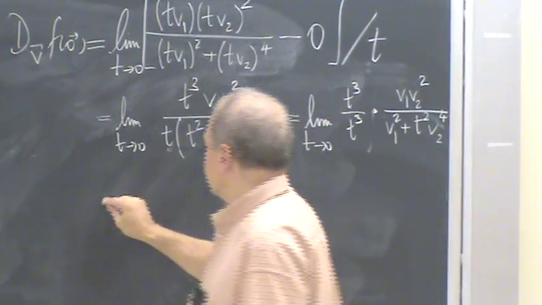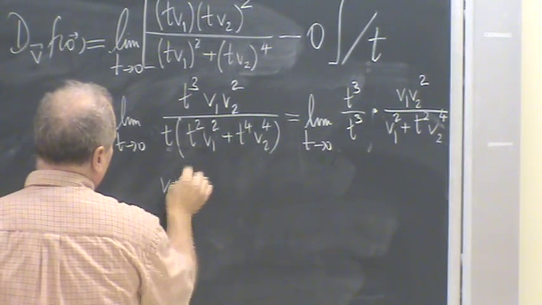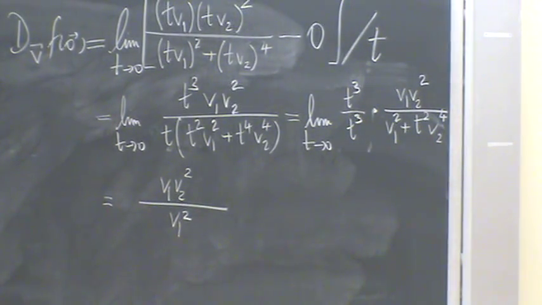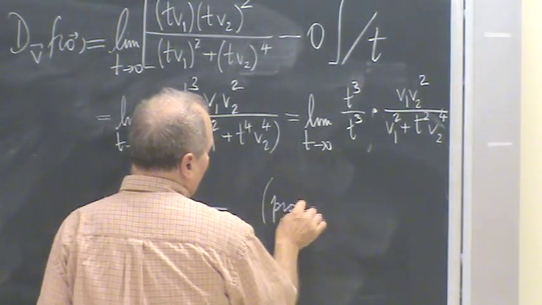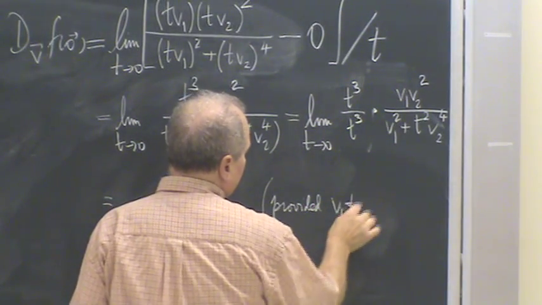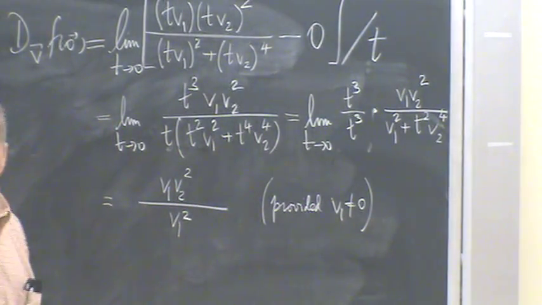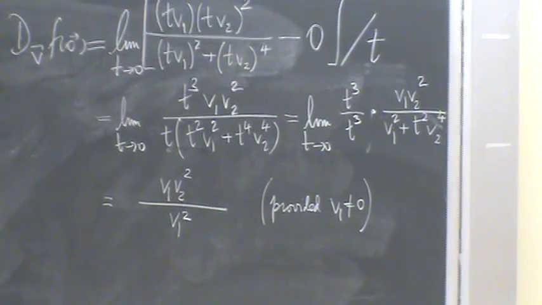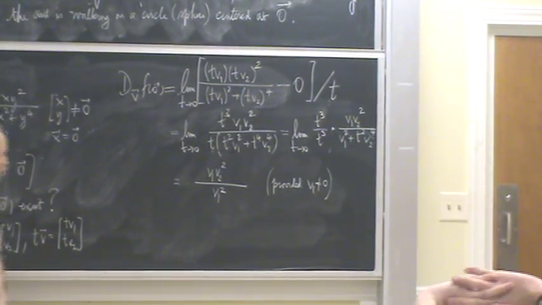It goes to v1 v2 squared over v1 squared, provided v1 is not 0. If v1 were 0, then I would be moving in the direction of the y-axis, and it would just be a partial derivative, and we already know that the function is always 0 on the axes, so we know that directional derivative anyway. But this is sort of interesting.